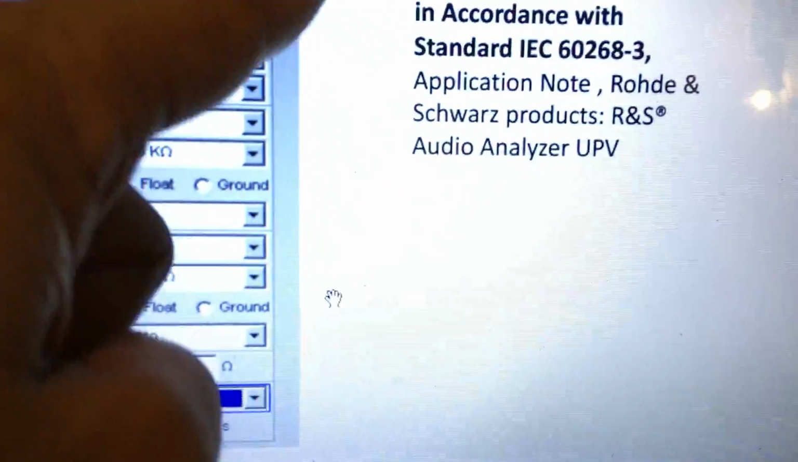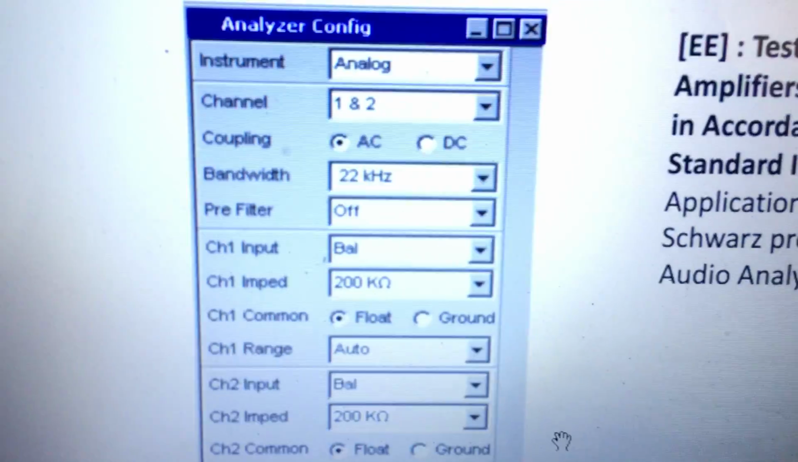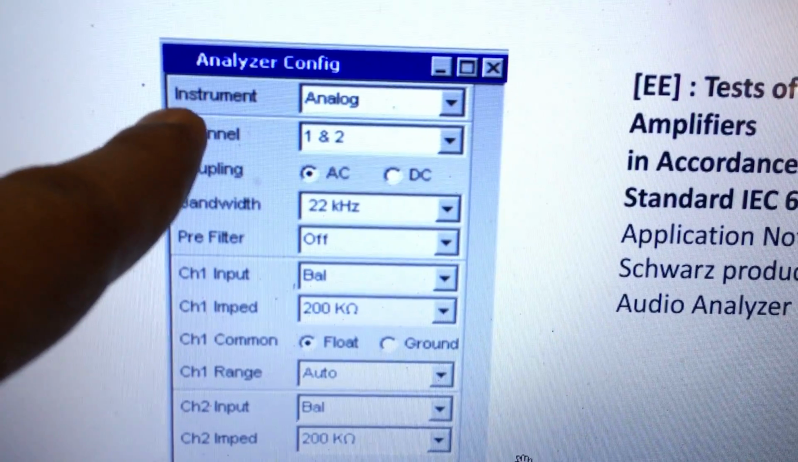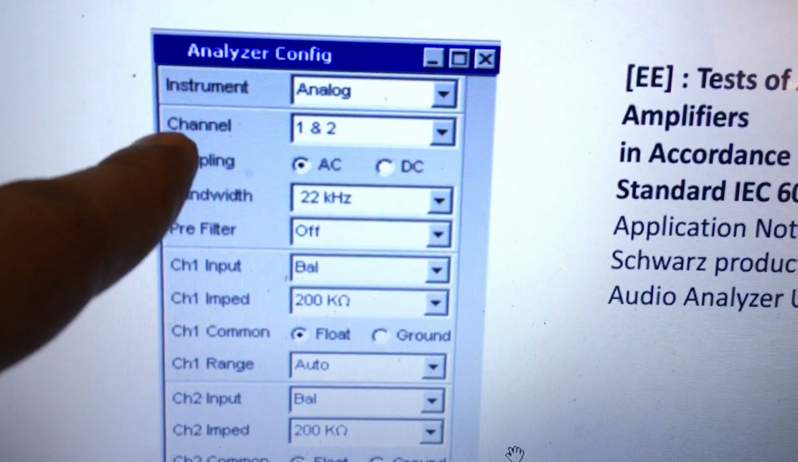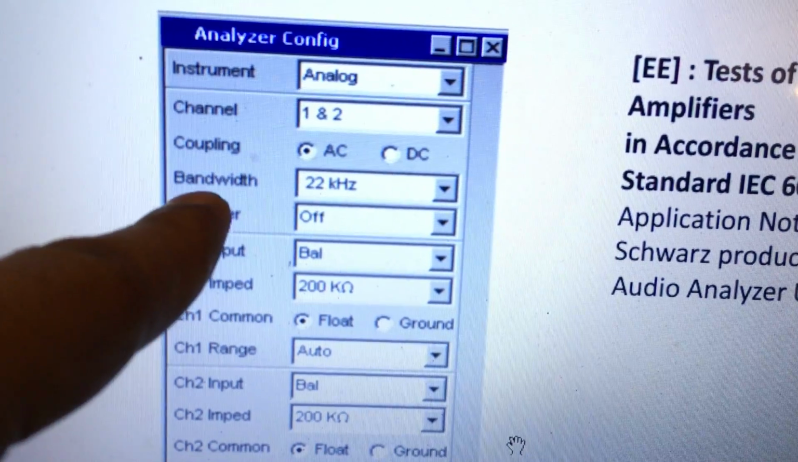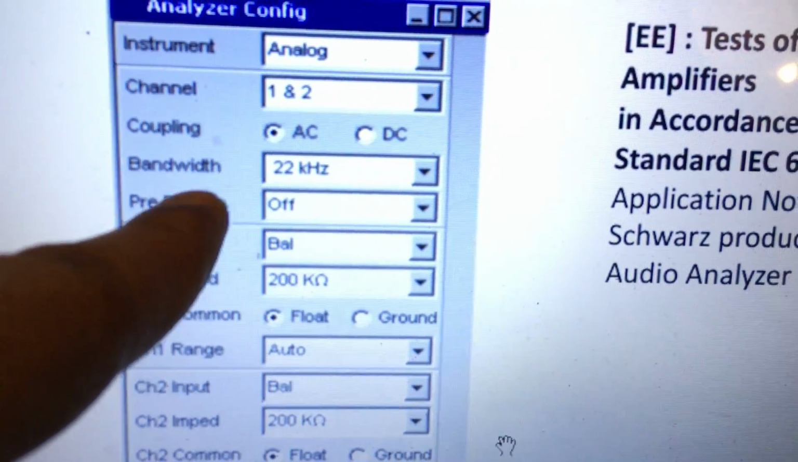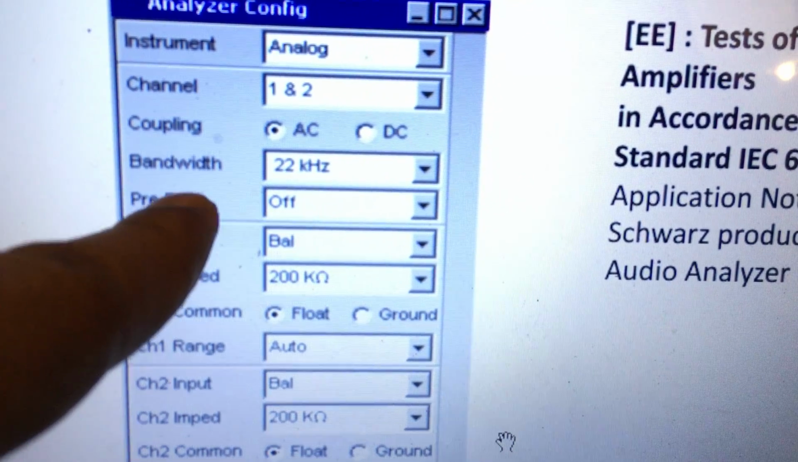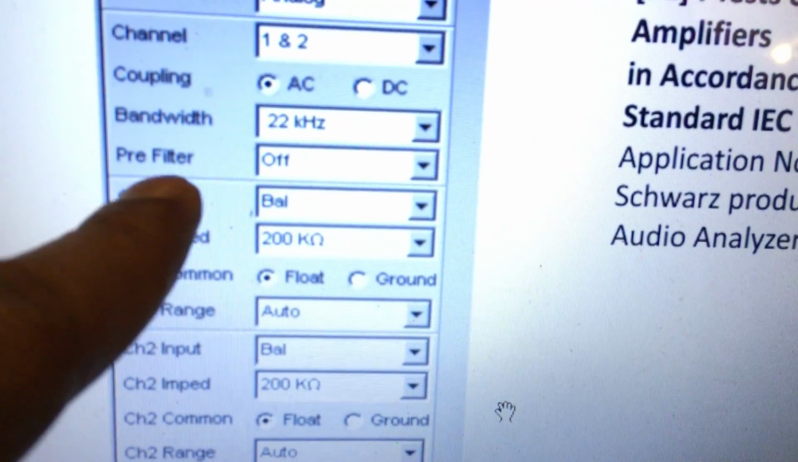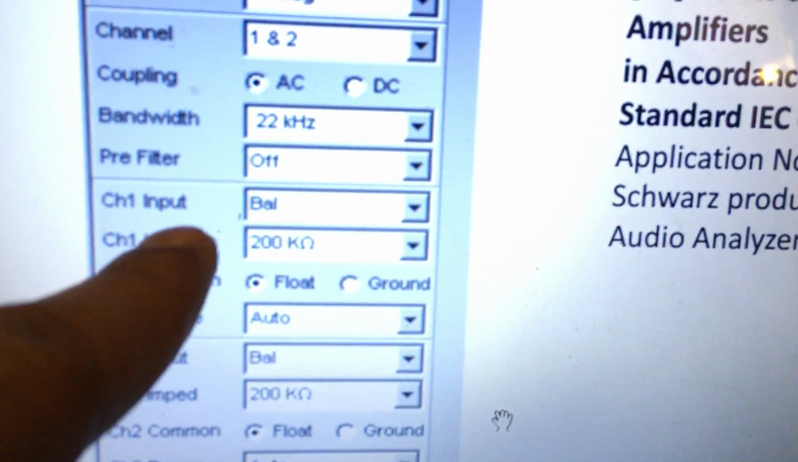Now if you look at this part, you will find that this is mentioned as analyzer configuration, fine. These are combination boxes, or we call them combo boxes. Now the instrument could be analog or digital, then you can select channel 1 and channel 2. This is the type of coupling, AC coupling is there. Now look at the bandwidth, this is 22 kilohertz. For example, we are considering an audio amplifier test, so the range is up to 22 kilohertz, fine, and the pre-filter could be kept off or on. Now the channel 1 input is a balanced input, this could be balanced or unbalanced input.